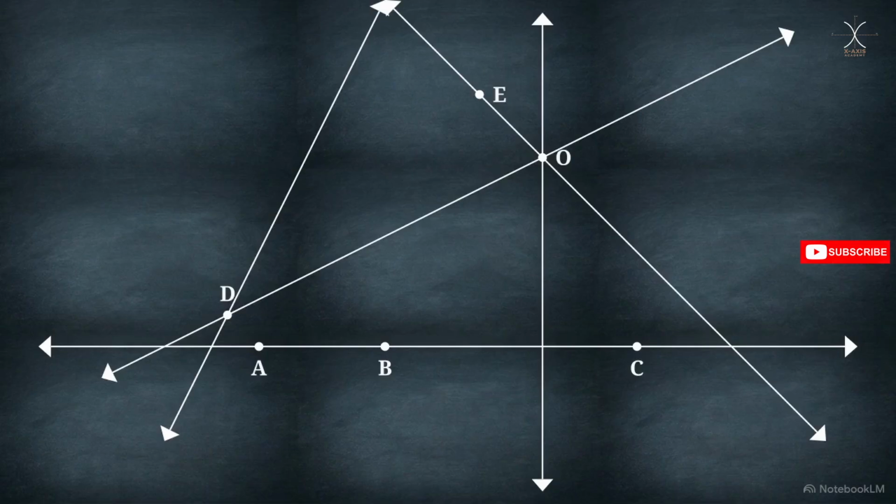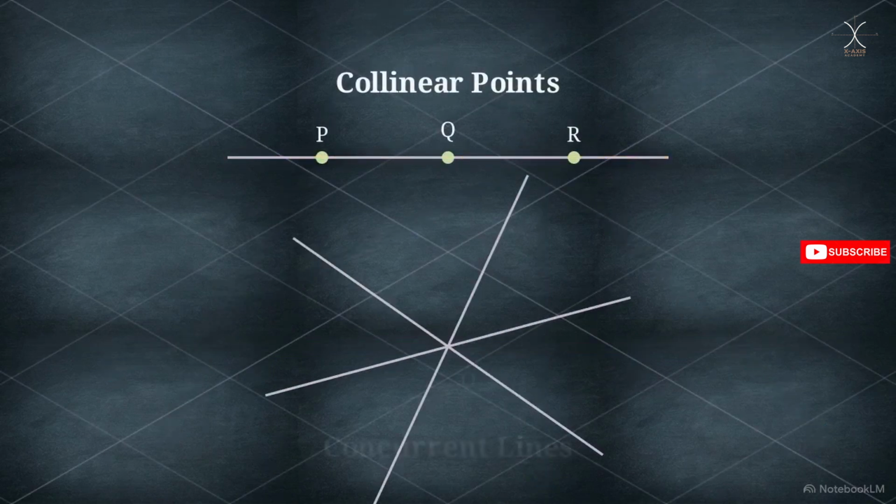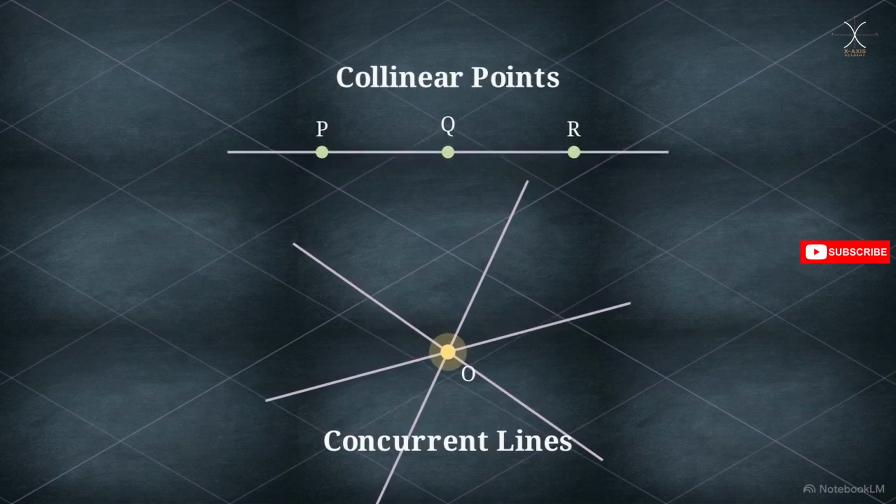Look at this complex intersection and try to identify one set of collinear points and one point of concurrence. Points A, B, and C are collinear, while these 3 lines are concurrent at point O. Distinguishing between the alignment of points and the convergence of lines is the basis for analyzing how different geometric elements occupy the same space.